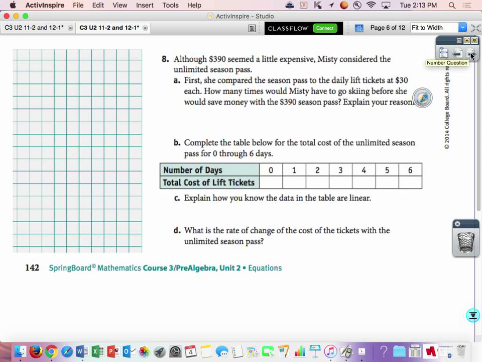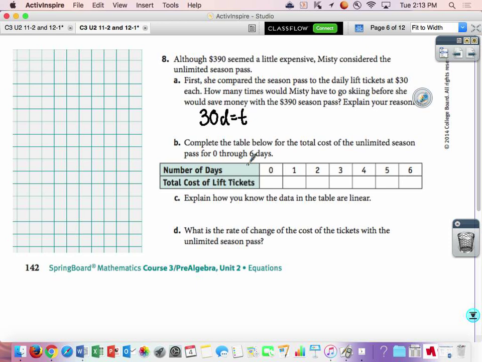Although $390 seems a little expensive, Misty considered the unlimited season pass. First, she compared the season pass to the daily lift tickets at $30 each. How many times would Misty have to go skiing before she would save money with the $390 season pass? Okay, so if she did $30 each, that would be $30 times every day gives you your total cost.